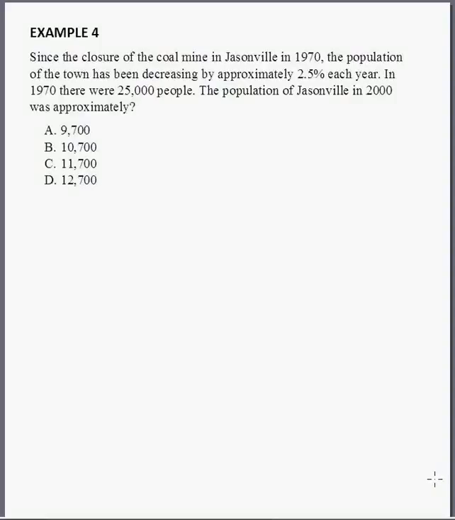All right, let's look at example 4. Here we have Jasonville with a population decreasing by 2.5% every year because there's a mine closure. And as you can tell, what the SAT is trying to do is always get you to understand what is happening in our market, what is happening in our community.